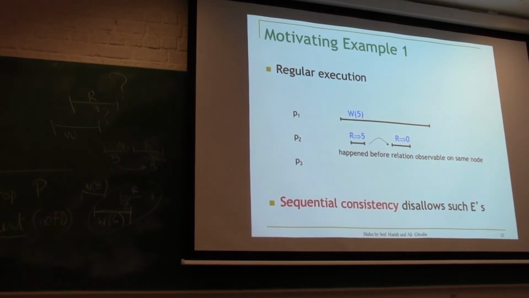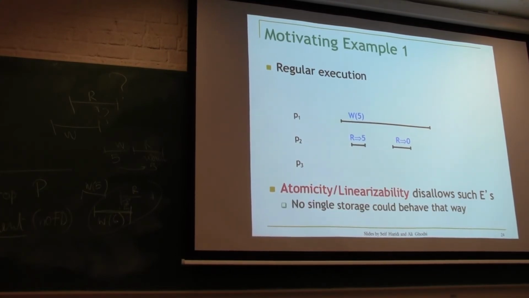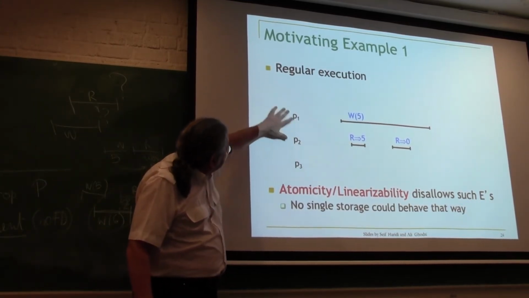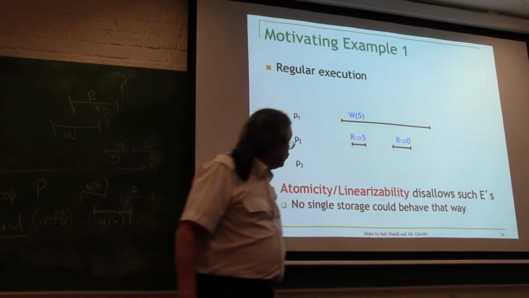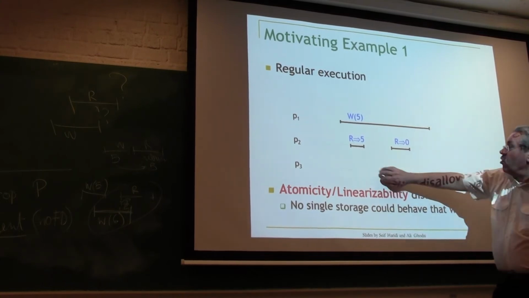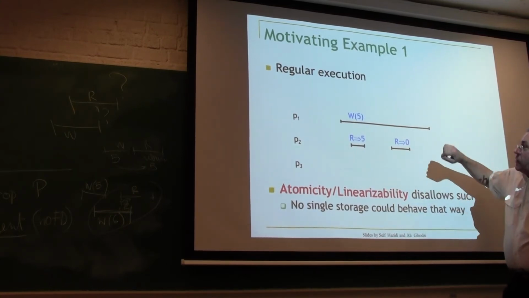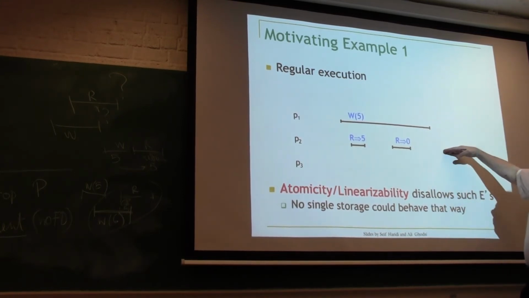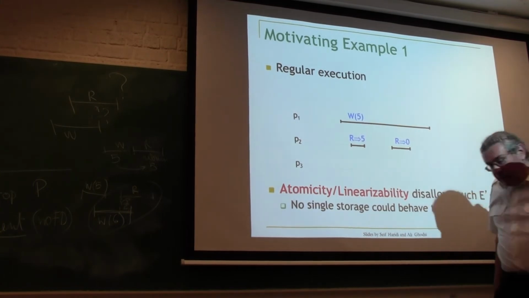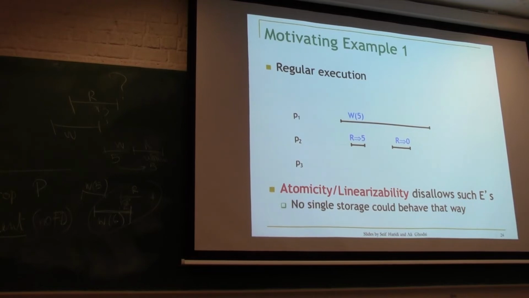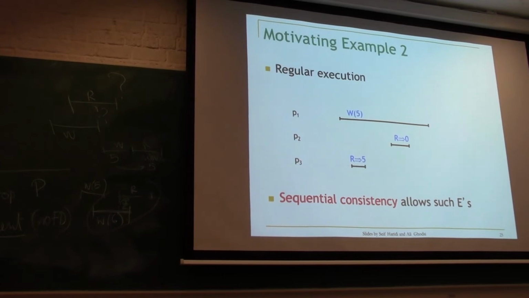Okay? Again, it's the same for linearizability. Linearizability is stronger because it looks at all of the nodes, and not just P2. But here, it's enough to look at P2. If we had more, if this operation would have been here, then it would have been okay for sequential, but not okay for linearizable, okay? So linearizable is strictly stronger than sequential. All linearizable systems are also sequential, yeah? Okay? Now here's another one.